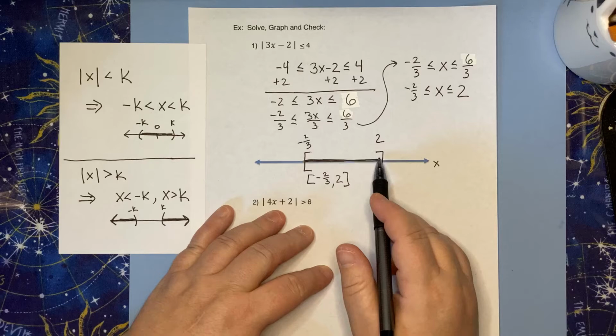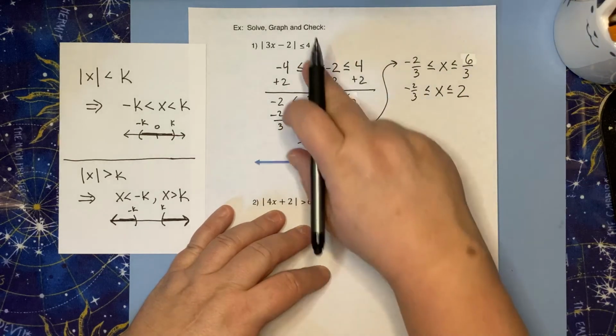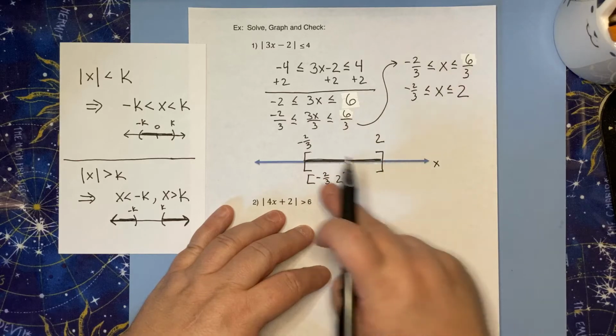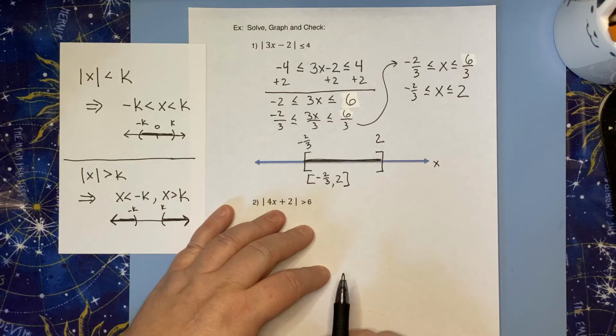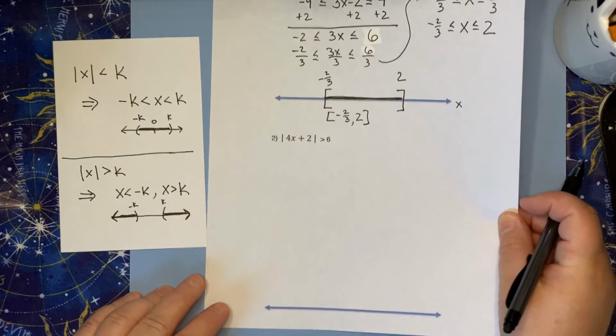And why are these hard brackets? Because it's a less than or equal to. If this had been strictly a less than, these would be parentheses. Woohoo. Okay, that's one down. Let's try the next one.